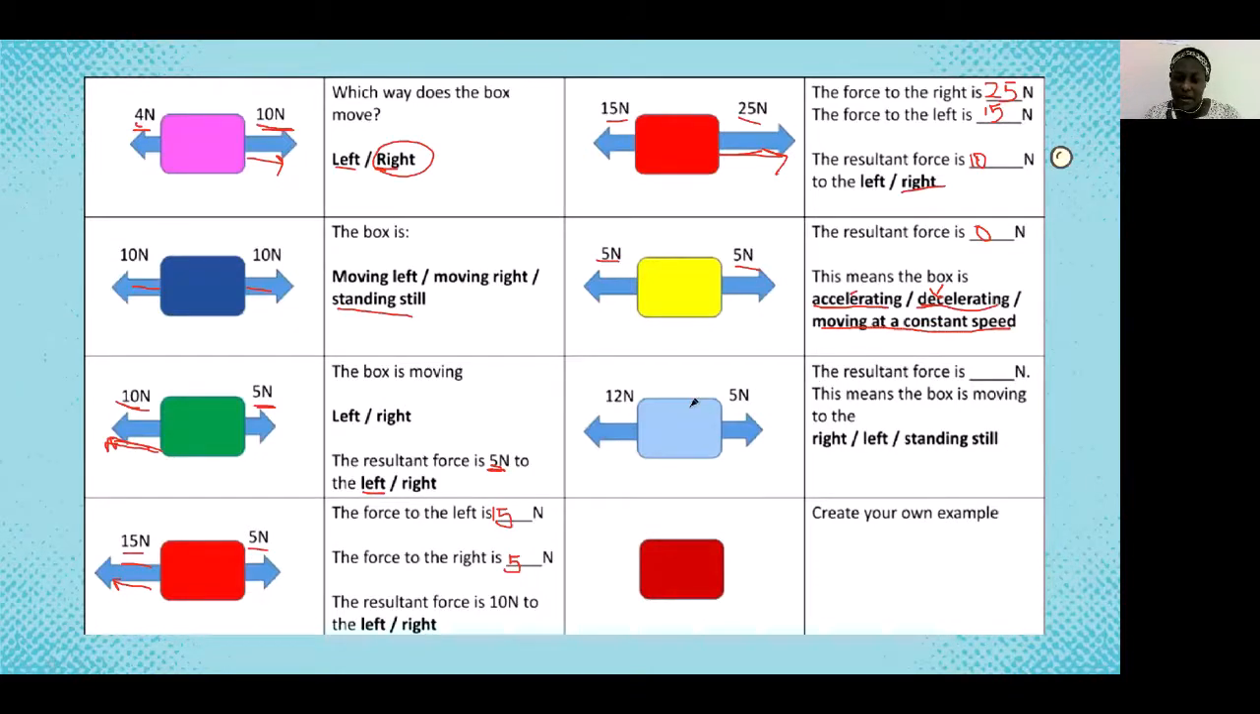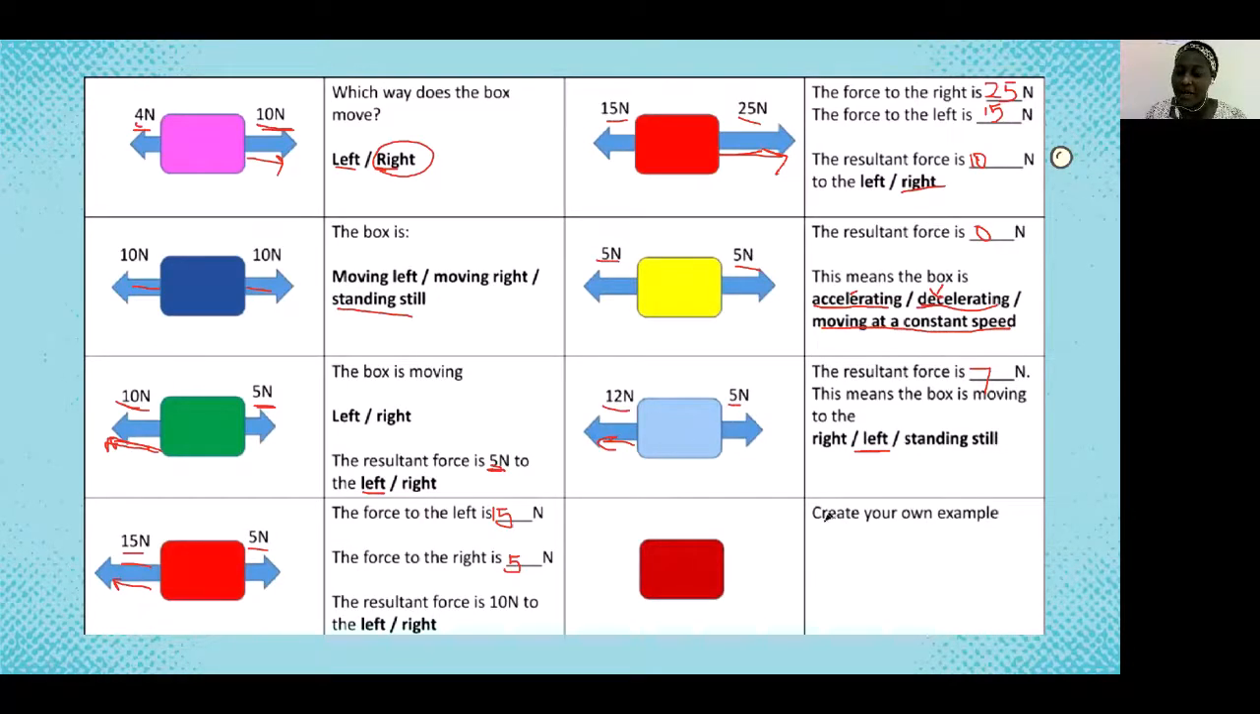And then lastly, the resultant force is, you take 12, take away 5, you get 7 newtons. This means the box is moving to the left. Here, it is moving to the left. The resultant force is 7 newtons. This means the box is moving to the left. Very good.